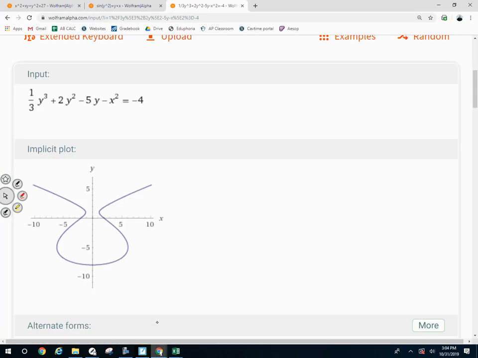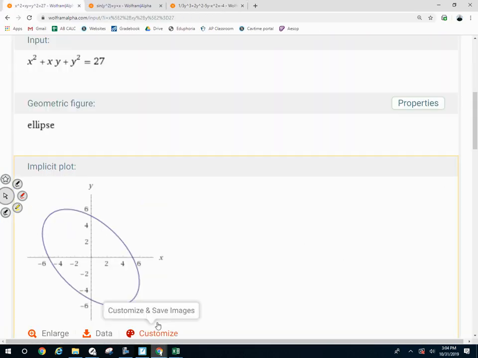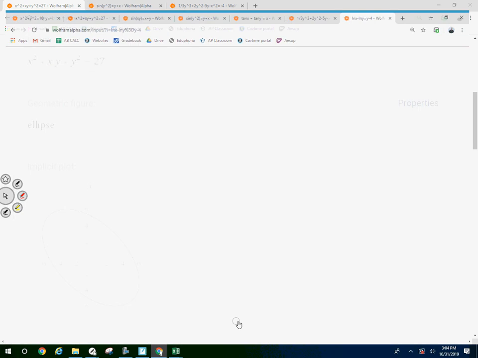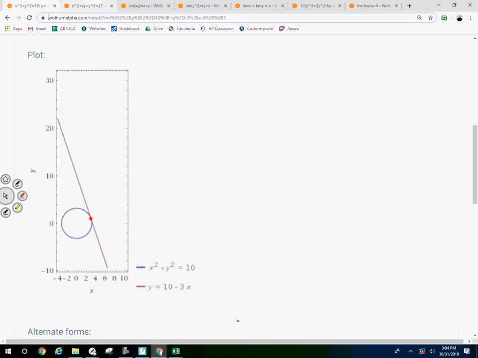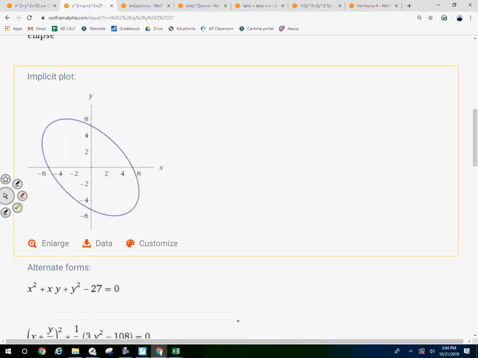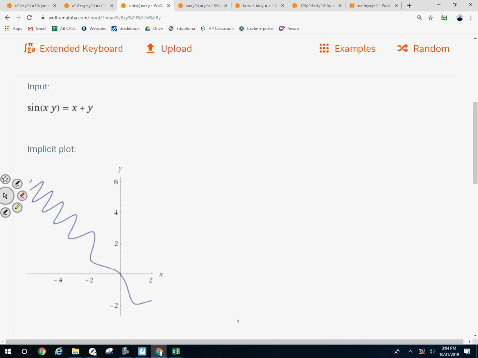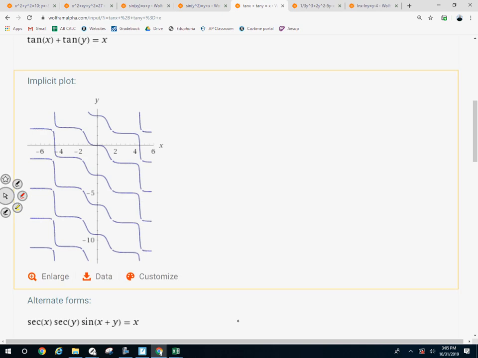Why don't we look at tangent slopes of circles? Why don't we look at tangent slopes of ellipses? Why don't we look at tangent slopes of squiggly lines that are created from this equation, sine of xy equals x plus y? Why don't we look at equations of really cool graphs where it's like a lot of stuff on top of each other going on forever and ever, lots of squiggly lines?